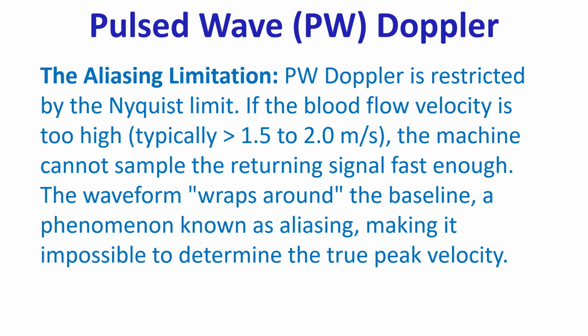The aliasing limitation. Pulsed wave Doppler is restricted by the Nyquist limit. If the blood flow velocity is too high, typically more than 1.5 to 2 meters per second, the machine cannot sample the returning signal fast enough. The waveform wraps around the baseline, a phenomenon known as aliasing, making it impossible to determine the true peak velocity.